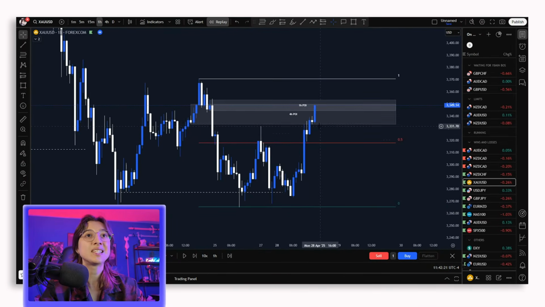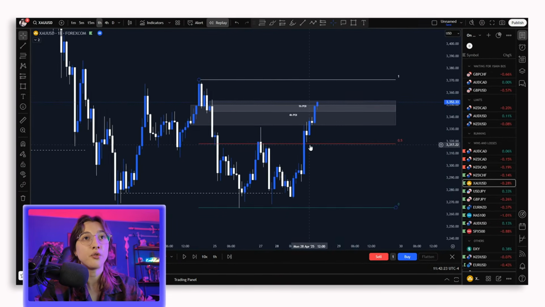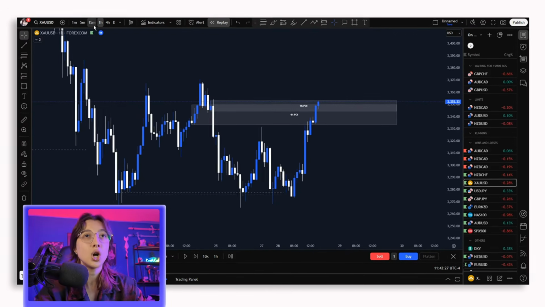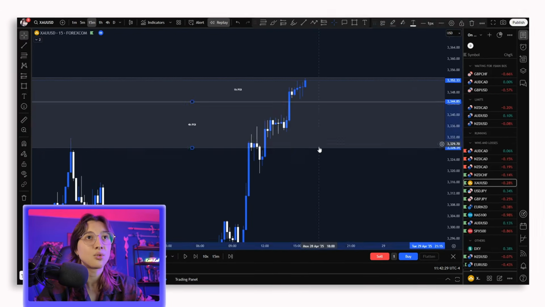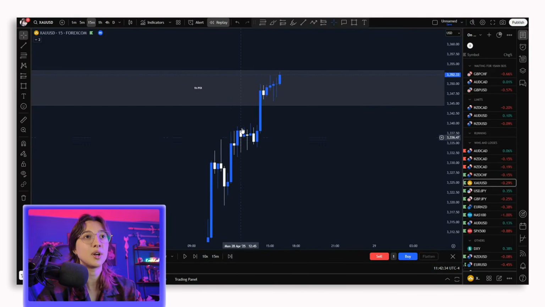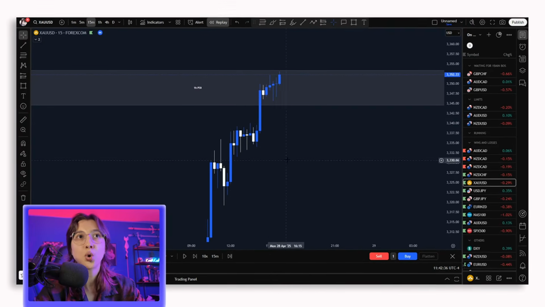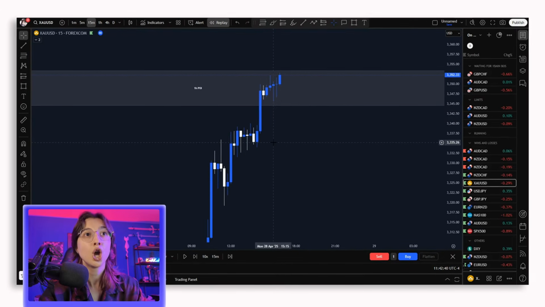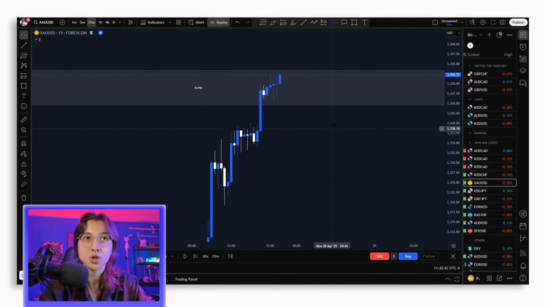So bam, price tapped into, first of all, the 4 hour POI and then tapped into the 1 hour POI. So let's see if we created any break of structures. First of all, when price stopped right here, then nothing got broken. As you can see, we never broke through a low here, we never broke through a low here, so we don't have a break of structure yet.